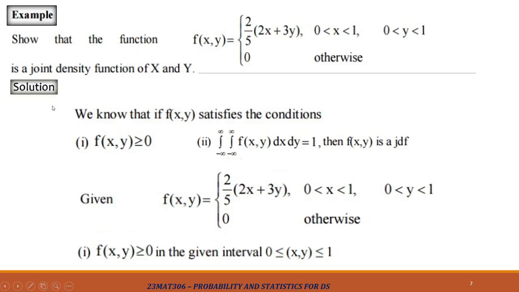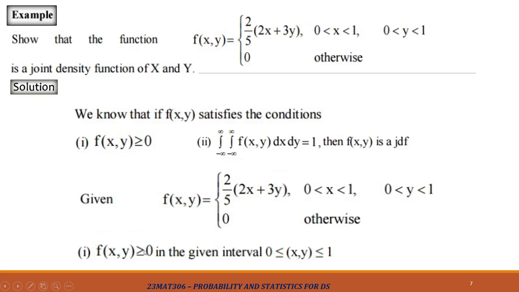Next, we will see an example. The function f(x, y) is given here. We have to check whether it is a joint density function of x and y. First, we check the x and y values. It is not discrete because it lies between some interval, so it is a continuous function. We have to check the two conditions: the function is always non-negative and the integral is equal to 1. The given function is noted here.